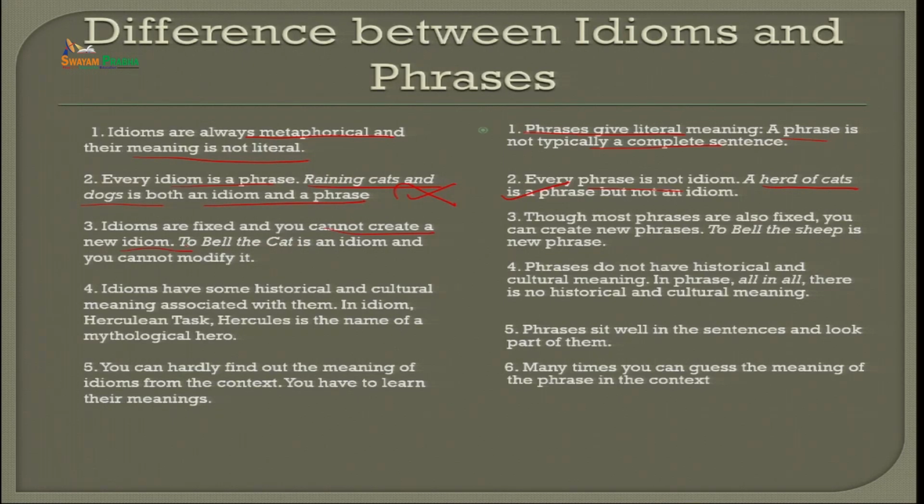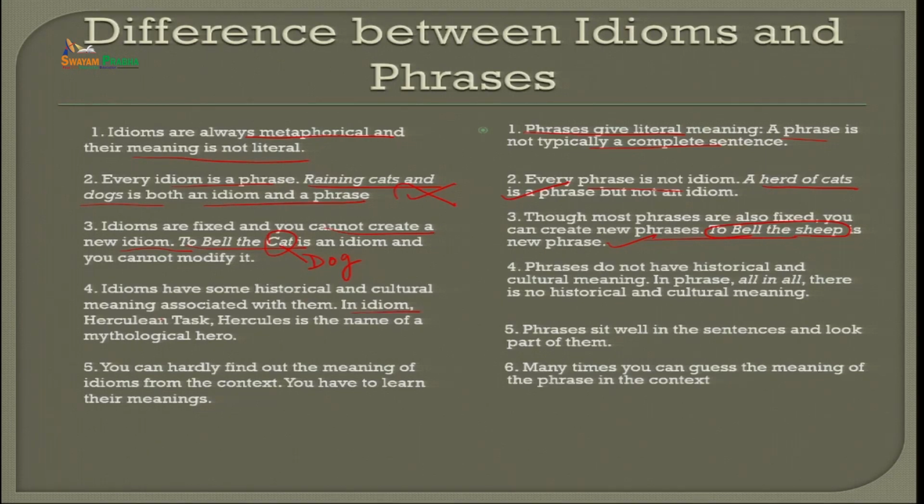For example, to bell the cat, you cannot say to bell the dog. Understood everyone? That would certainly be a wrong idiom, okay. Whereas, you can talk about the phrase to bell the sheep. This is a new phrase, definitely. So, all the idioms can be phrases, but all the phrases could not be idioms, remember. Then these are a few more points.